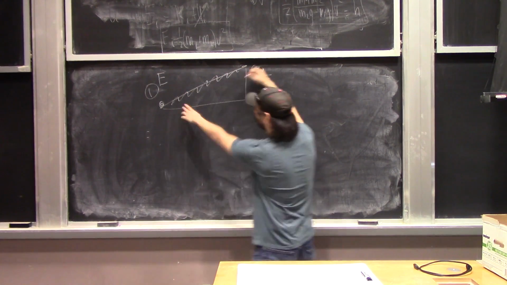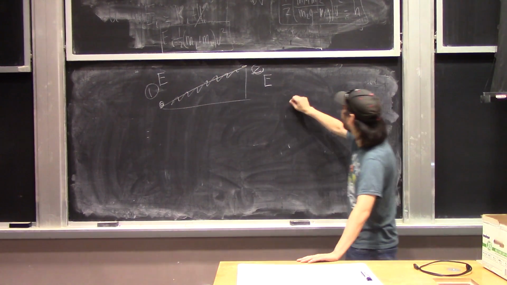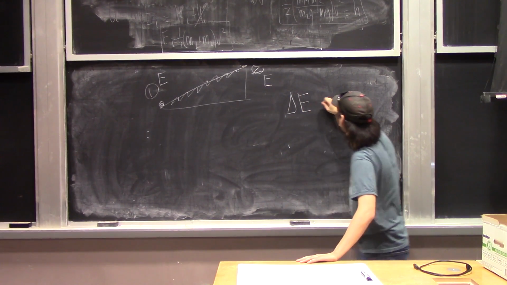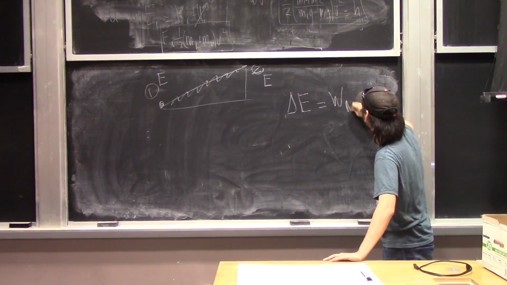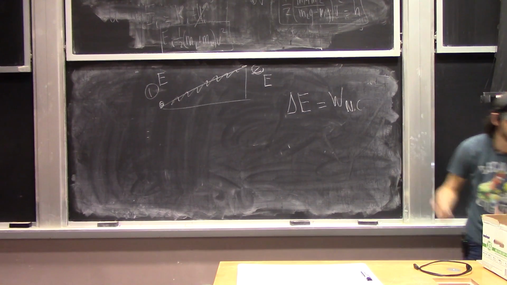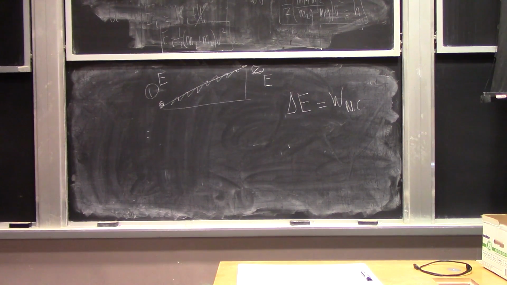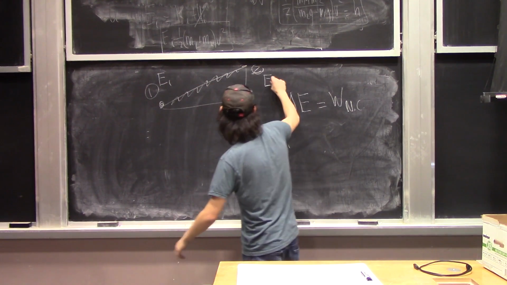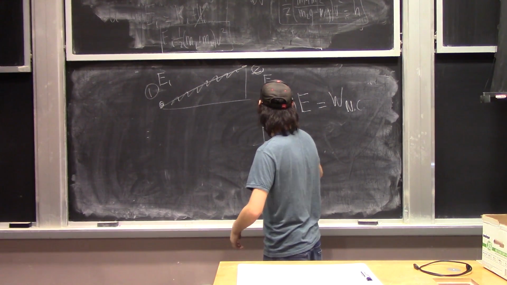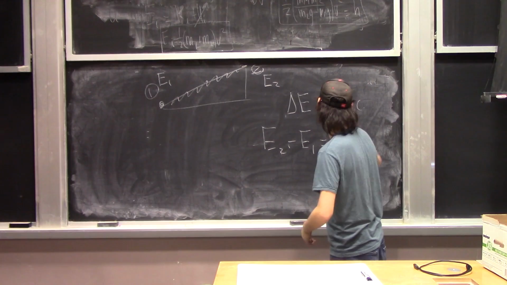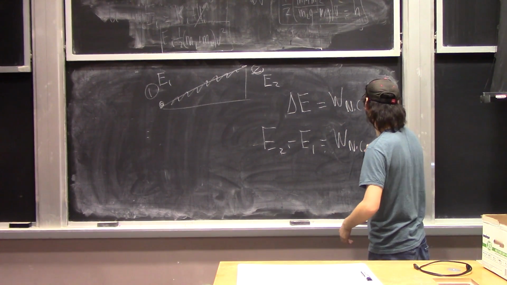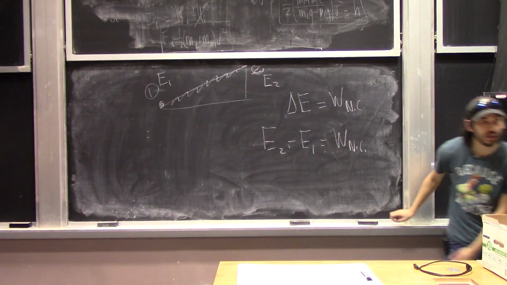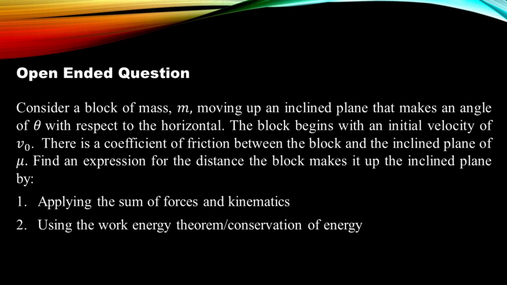If there's some non-conservative force acting between these 2 points, the change in energy is going to be equal to the work done by the non-conservative force that acts between those 2 points. So we can calculate what the energy is here, E1, and E2, then E2 minus E1 is going to be equal to whatever the work done by the non-conservative force between those 2 points. Okay, so go ahead and talk about this one.